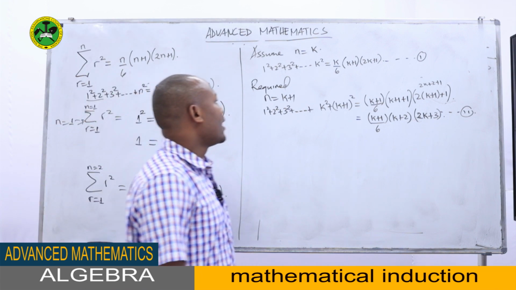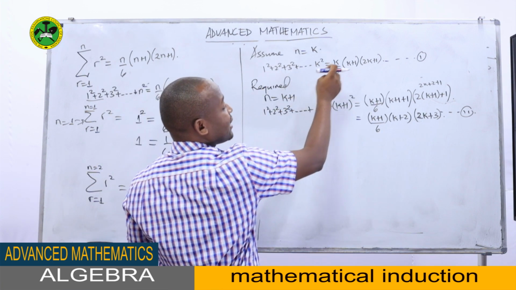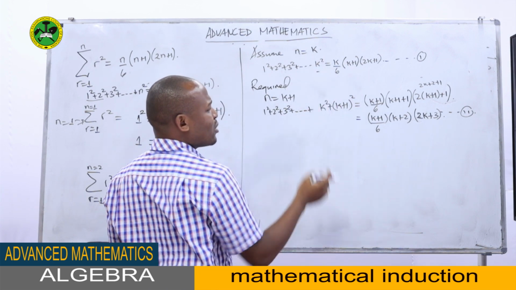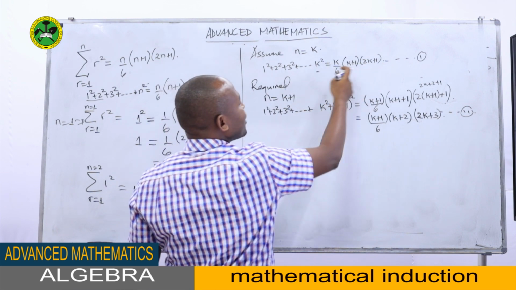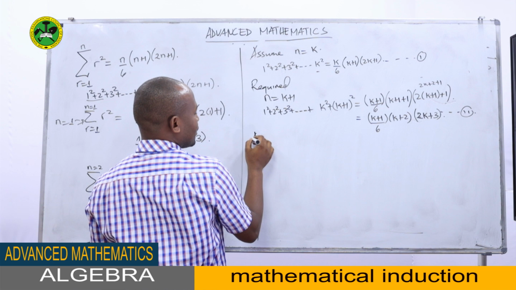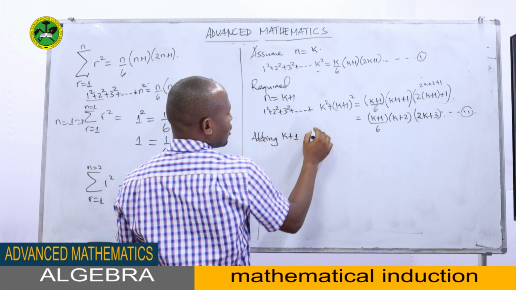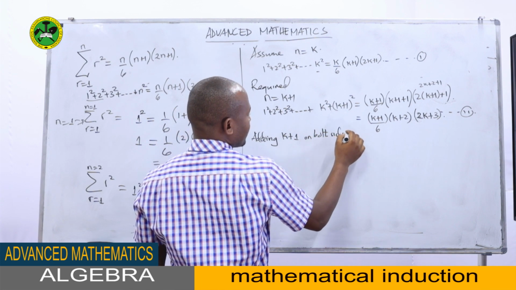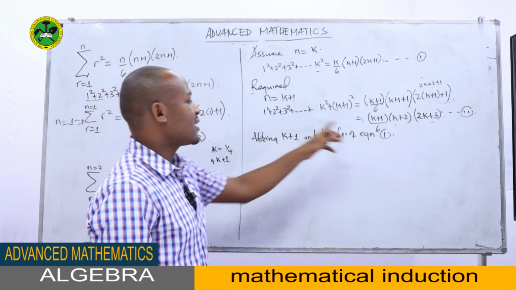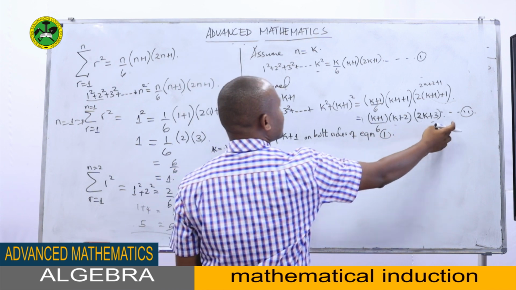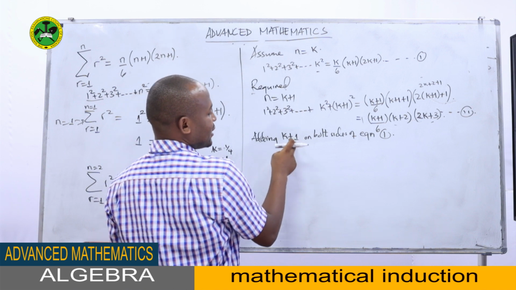What is the next step? Now, we were looking for the sum of the terms, and this was the sum when the terms ended with a k. What will the sum be if the last term is k plus 1? That means we shall have to add k plus 1 on both sides of equation 1. Up to that point, we call them equation number 1 and number 2, so we have to add this on both sides.